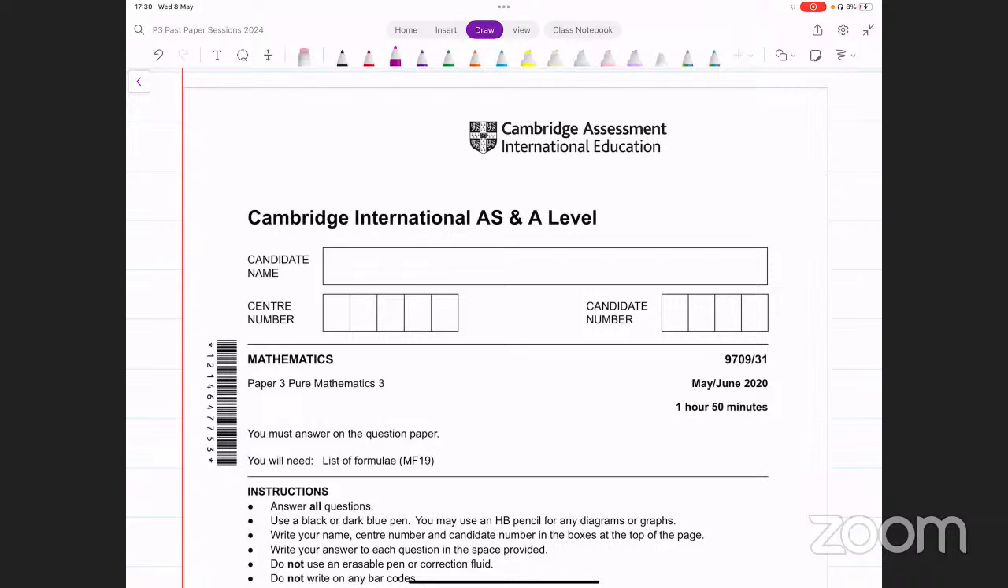Okay, so let's begin with this one. June 2020, paper 3, variant 1. This is what we want to do today. Let me have a look at the poll in case you guys have responded.